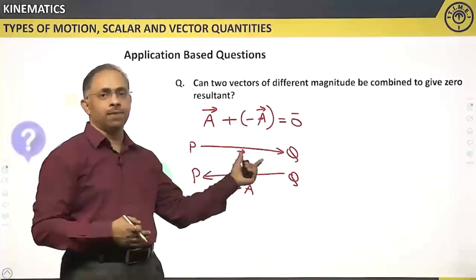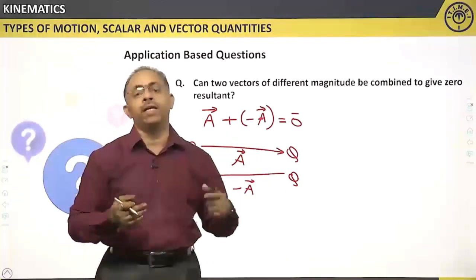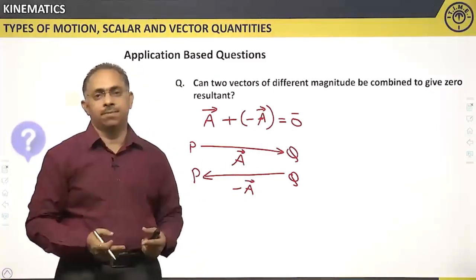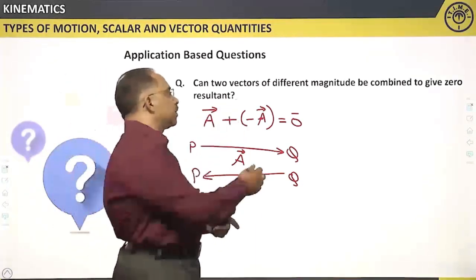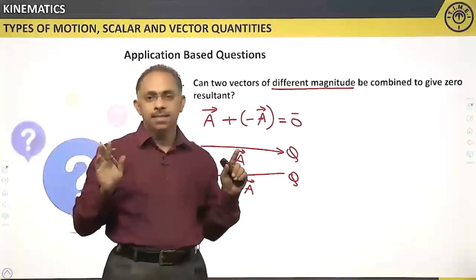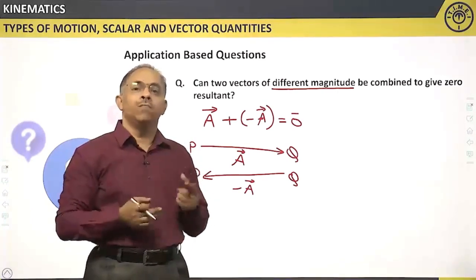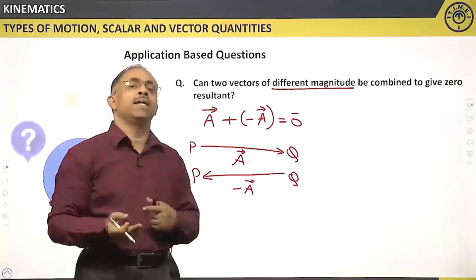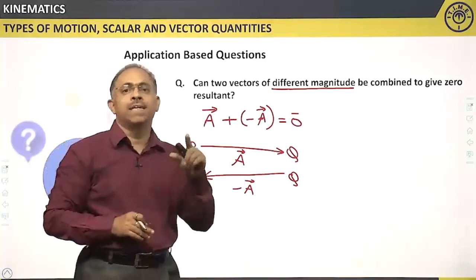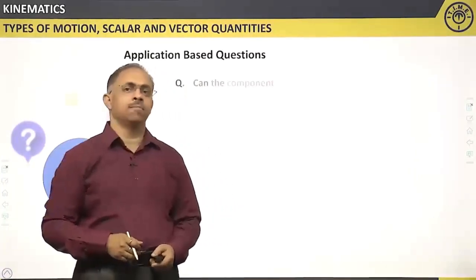The same line segment, the segment direction is reversed. If it was P to Q, it was A. If it is Q to P, it is minus A. So, the magnitudes of these two are equal, then only I will be able to get 0 vector, which implies that if two vectors of different magnitude, if I wanted to add, I will not be able to get a 0 vector. Clear? If at all I wanted to add two vectors of different magnitude, but still be getting a 0 vector, it is not possible with two vectors. I should take third vector. Clear? Let us look at the next question on the board.